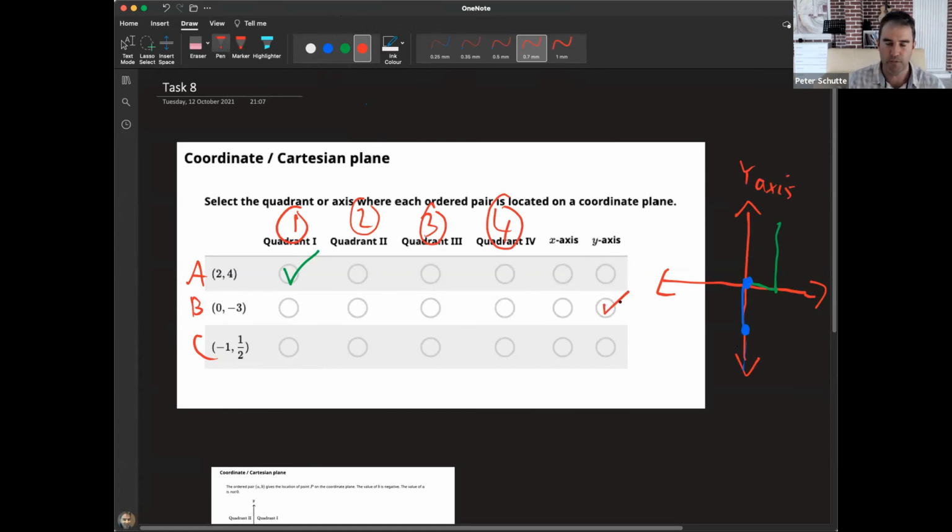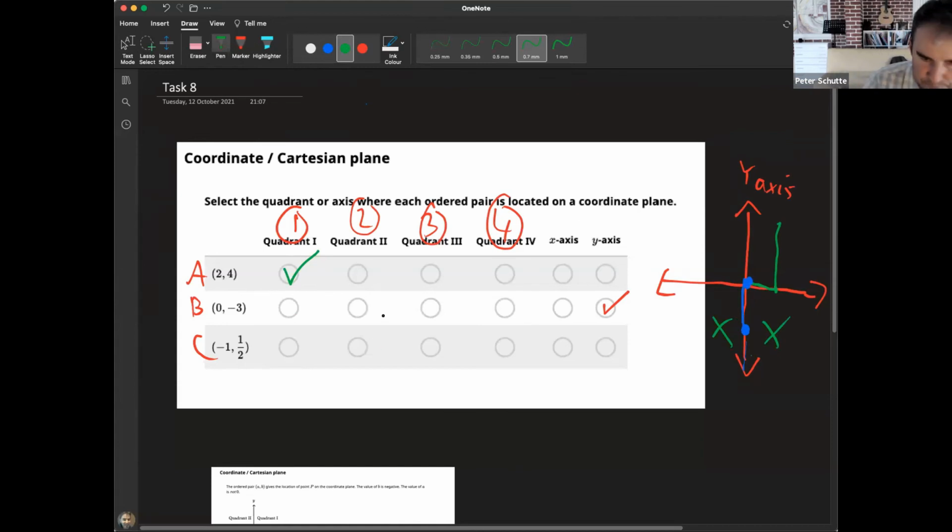Does that make sense? 0, -3 on the fence. So for B, you're going to have the y-axis. Because the problem with this point is it's not on this side and it's not on this side. It's in the middle. And in the middle is what's called the axis.